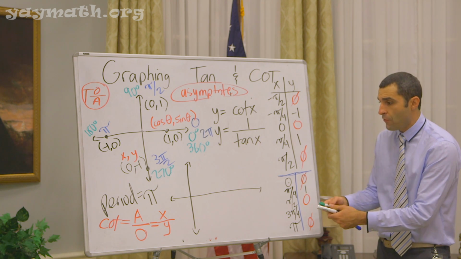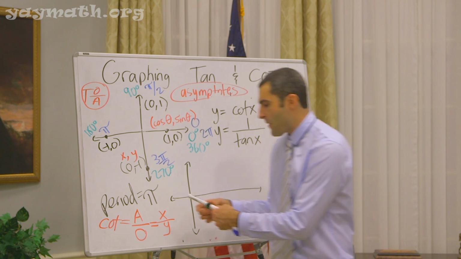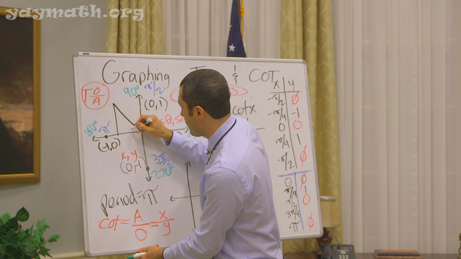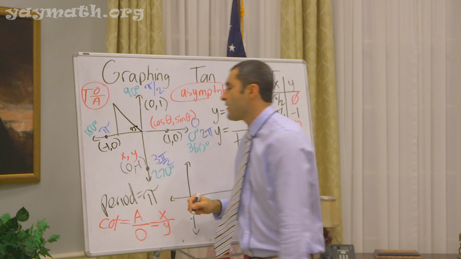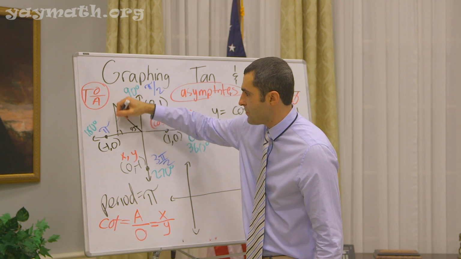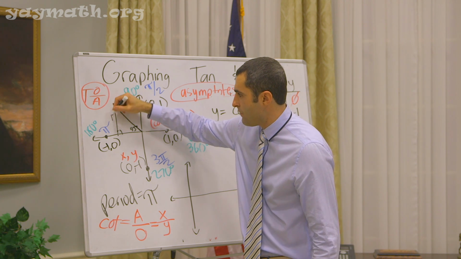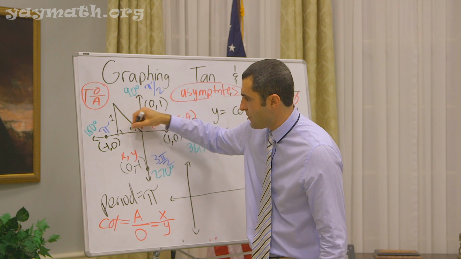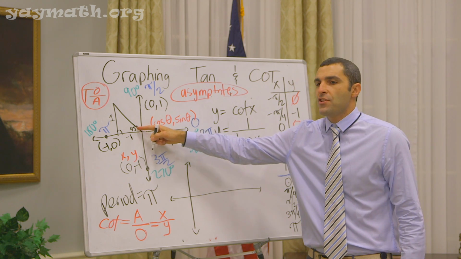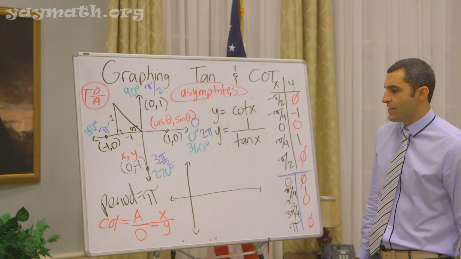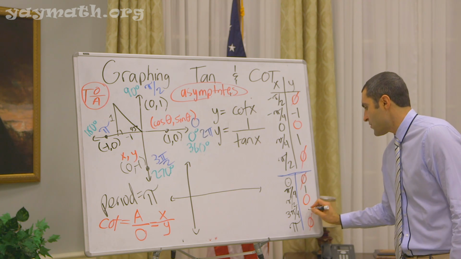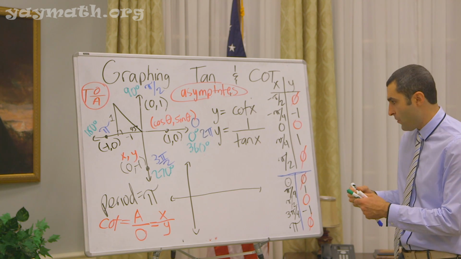And now go 3 pi over 4. As a visual, let's go 3 pi over 4 here because we're pretty much done. Here's 3 pi over 4. 45 degrees here. How far is this? That's 1. How far is this? Also negative, -1. What is the cotangent? It is x over y, -1 over 1, which is -1.